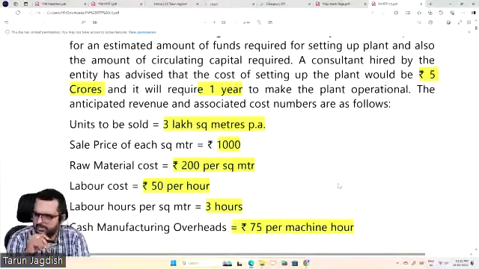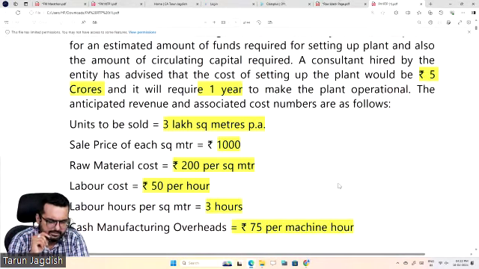Yes. Then they have told units to be sold is equal to how many square meters they are going to sell every year? 3 lakhs. So write down units sold. Units sold 3 lakhs. Next point, selling price. Everyone tell me how much is the selling price? 1000. Selling price 1000.